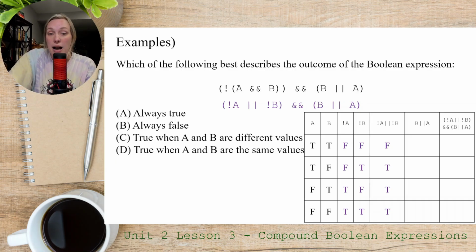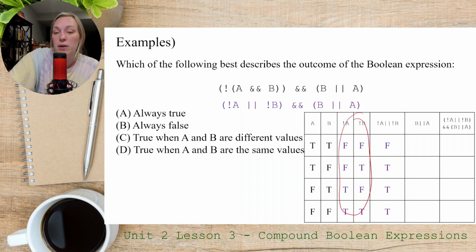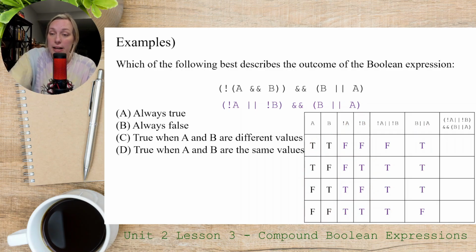So here's not A, not B. Here is these two columns compared. We're comparing those two columns with the or. So I get false, true, true, true. Next, to figure out this, I'm just comparing these two columns, B or A. I get true, true, true, false. And lastly, to figure out the whole expression, I'm comparing these two columns with the and. So this is going to be false, true, true, false.